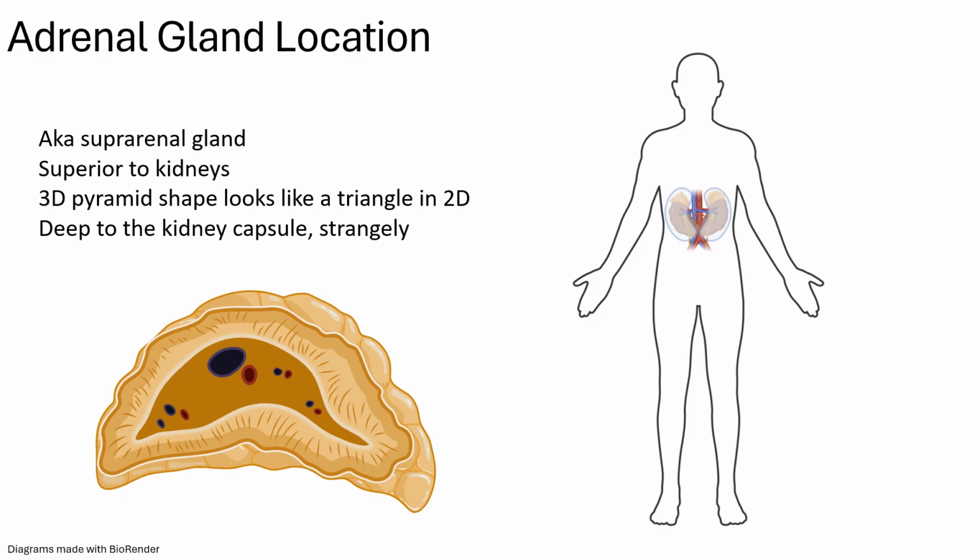The adrenal glands are also known as the suprarenal glands because they are located above the kidney, superior to the kidney, kind of like a kidney hat. They're actually pyramid shaped in three dimensions, but they appear triangular in a two-dimensional view like this. These glands also lie within the protective capsule of the kidney, and they don't have any separation from the kidney itself, which is strange. Why would you want to be exposed to all of the toxins that are in the kidney?